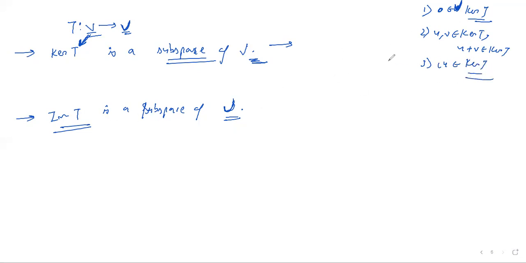So these are the conditions for a set to be a subspace. Let's check it here, as T(0) equals 0. This is what we have in the linear mapping.